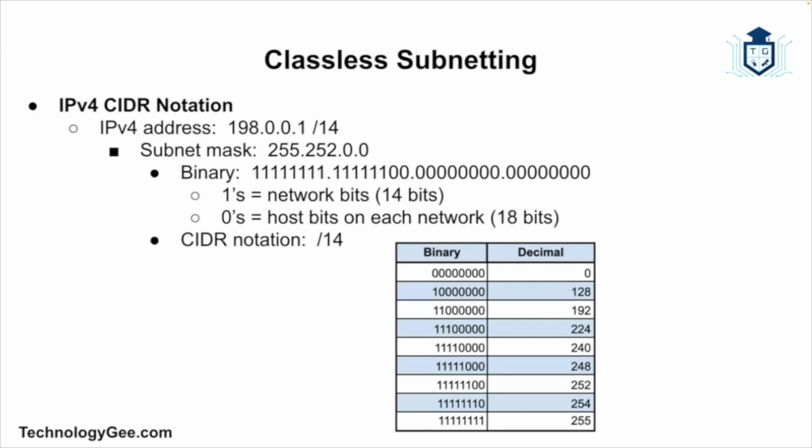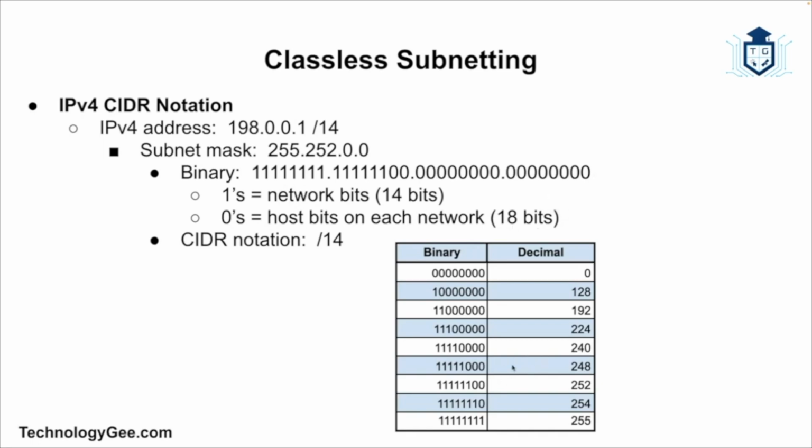that identify the network portion of this IP address, and the last 18 bits are turned off, which identify the host bits that could be assigned to devices on this IP address. And remember, an IP version 4 address has a maximum of 32 bits. So you add 14 plus 18, that gets you a grand total of 32 bits.